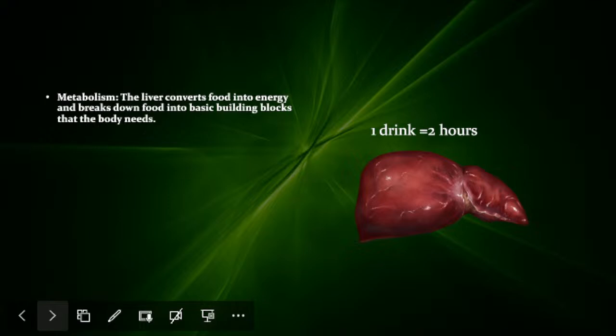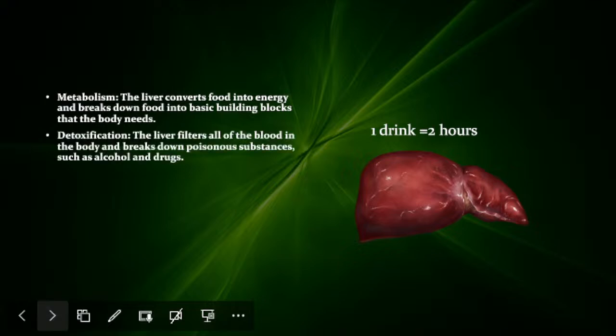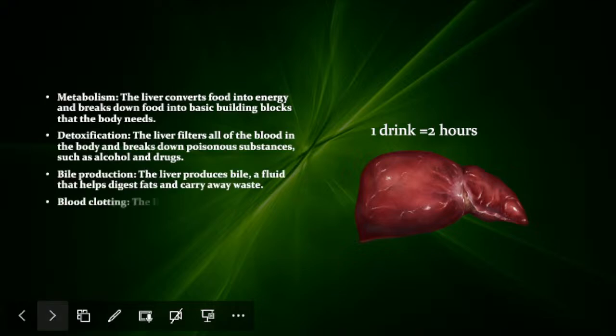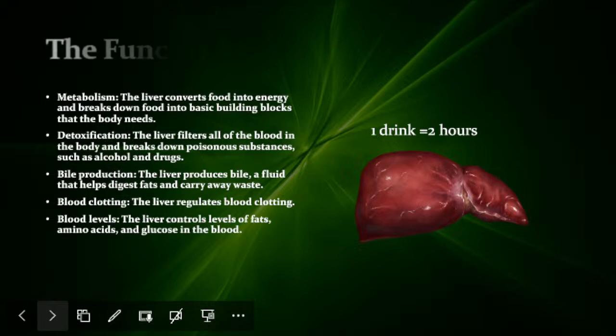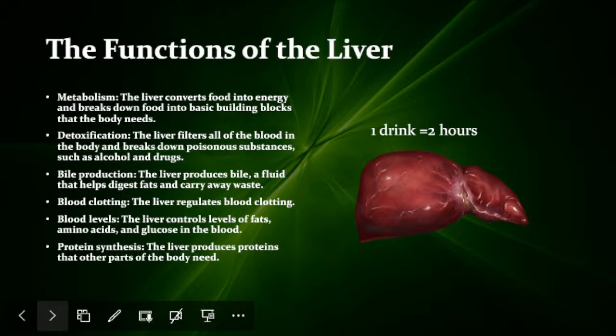And also, the liver produces bile, a fluid that helps digest fats and carry away waste. The liver regulates blood clotting. The liver controls levels of fat, amino acids, and glucose in the blood. And also, the liver produces proteins that other parts of the body need.